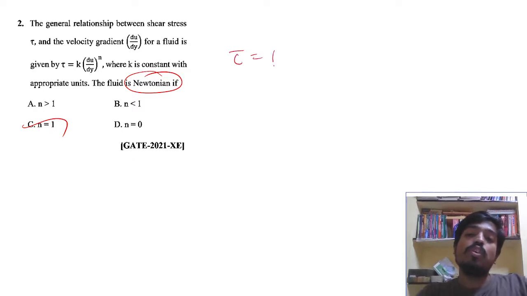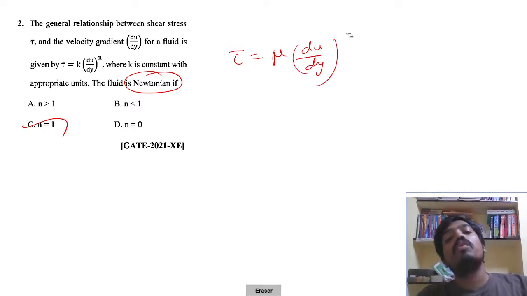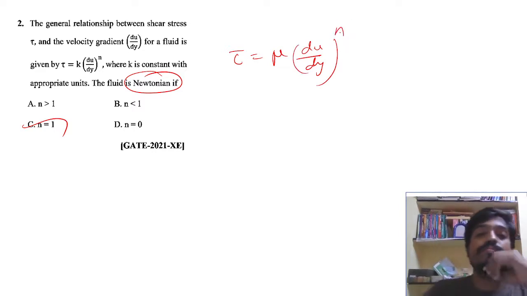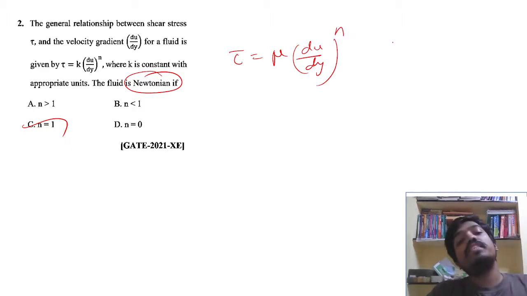See, tau is equal to, you remember this, du by dy whole to the power 1, or whole to the power n. So if n is greater than 1, what will happen?